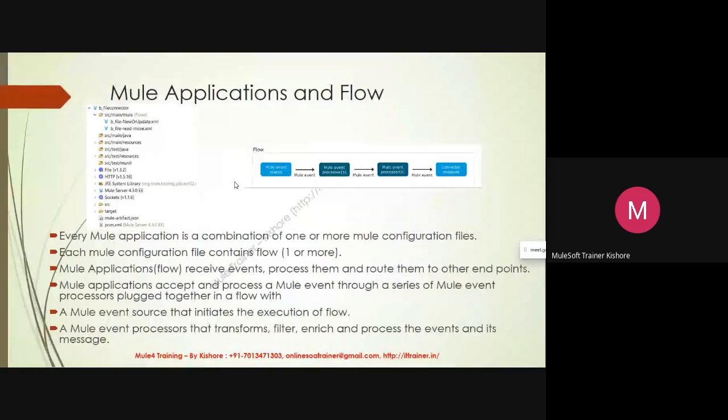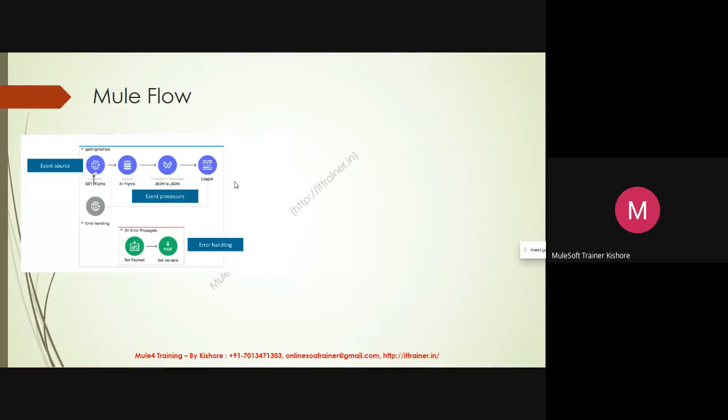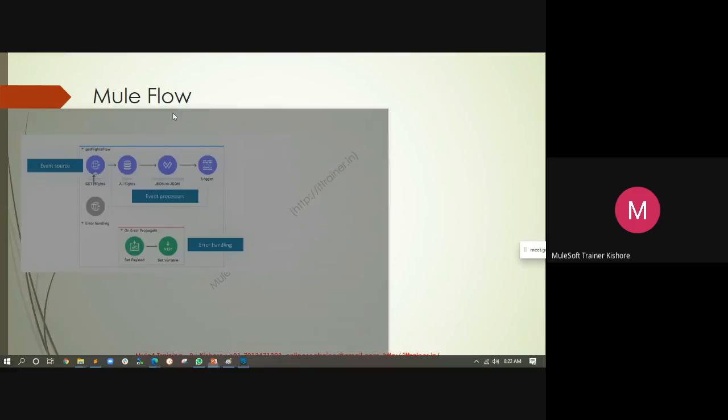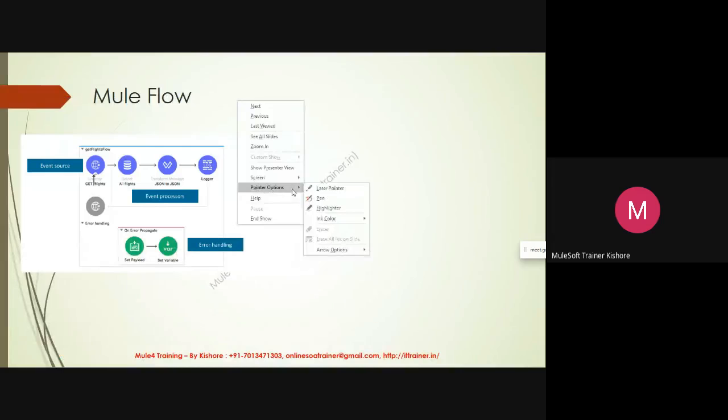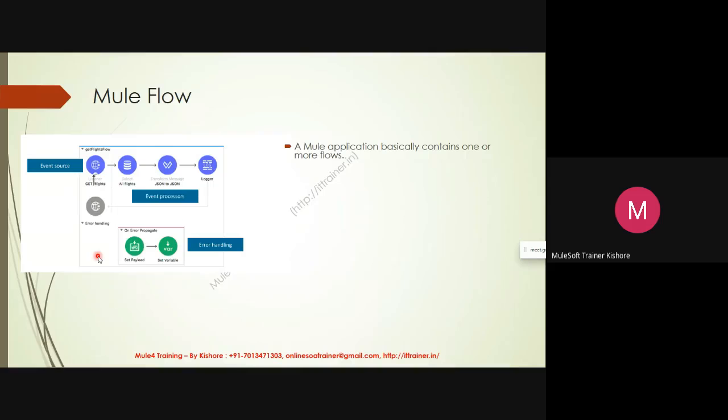And then there are some other things. What will event processors do? The event processors will filter, enrich, and process the events and their messages. What are these? We'll see in the next session. So if you see this, your Mule application flow will contain an event processor. I think we are over the time. Let me complete in one or two minutes. So this is an event source, and these are the event processors, and something called error handling we'll see whenever you get the time. But generally your Mule flow looks like this.